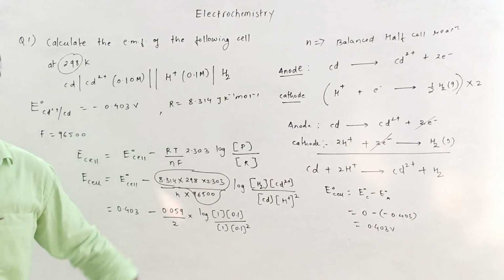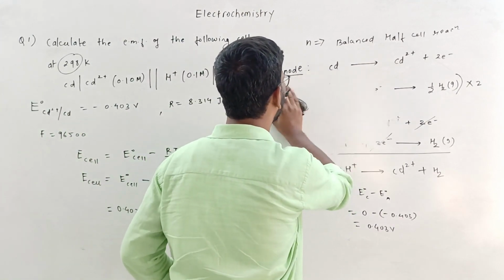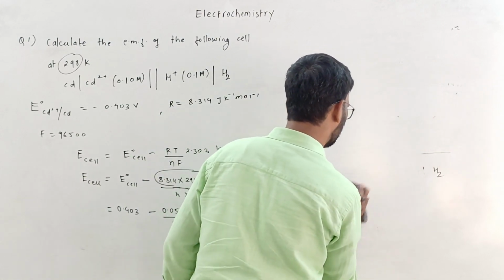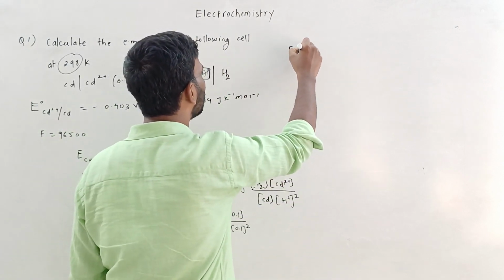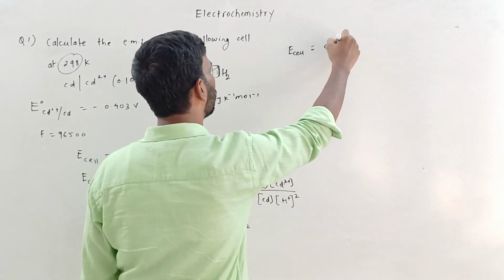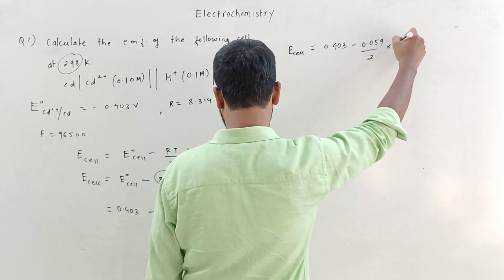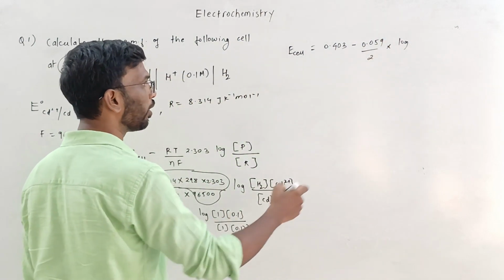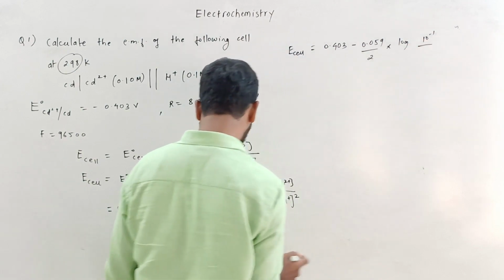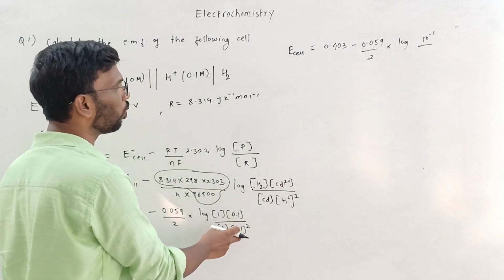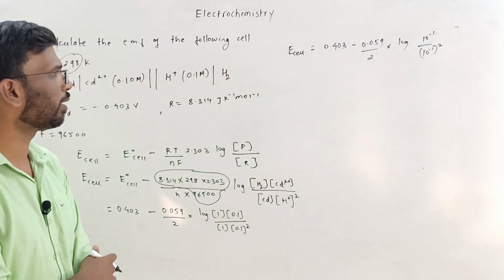Now I'll clean the remaining part. So E cell is equal to 0.403 minus 0.059 upon 2 log of what? This is 0.1, or I'll write this as 10 raised to minus 1, and this is 10 raised to minus 1 raised to 2. Means 0.1 could be written as 10 raised to minus 1.